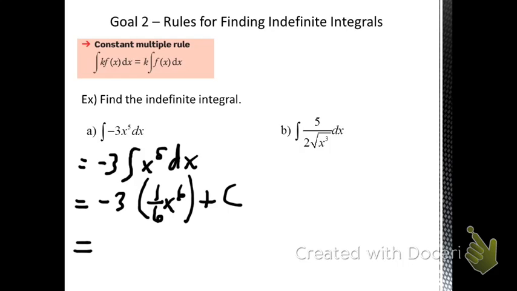Then we can just simplify this. We can multiply 1/6 x to the sixth by -3 and get -1/2 x to the sixth plus c for our integral. And you can always check these things with differentiation to make sure that you did it right. The derivative of x to the sixth is 6x to the fifth. If you multiply 6 times -1/2, you get -3, like we started with, and then that exponent becomes a 5. Check, we got that right. Go ahead and integrate the second thing for me.